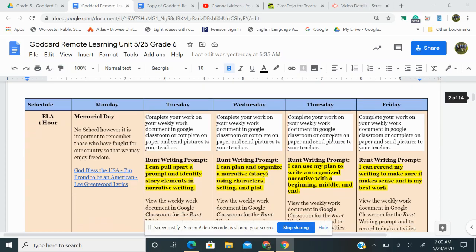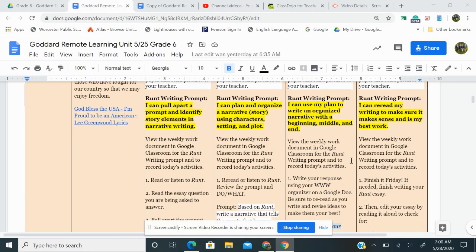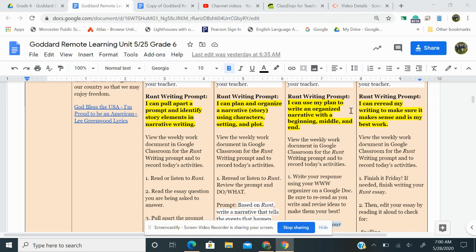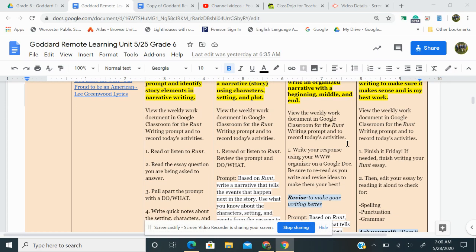So you will start with ELA as usual, and you should be spending about 1 hour on this. You're going to continue with your Runt writing prompt today. I can use my plan to write an organized narrative with a beginning, middle, and end. View the weekly work document in Google Classroom for the Runt writing prompt and to record today's activities. Write your response using your WWW organizer on a Google Doc.